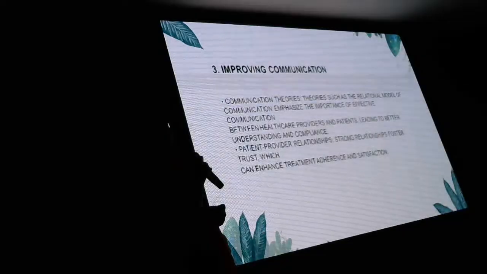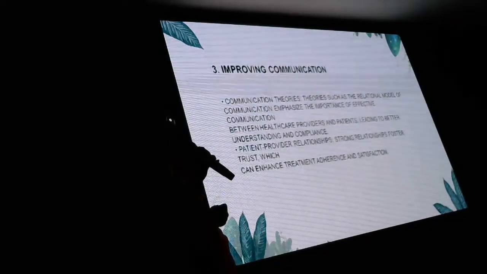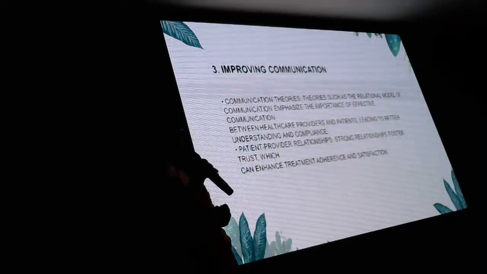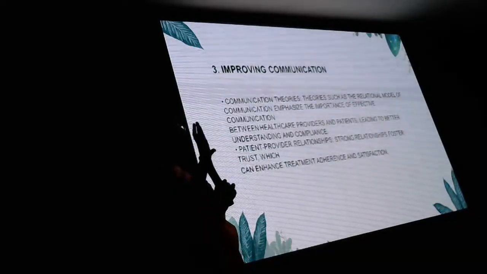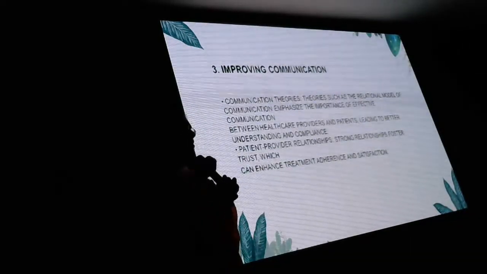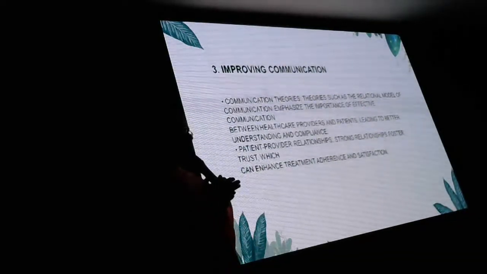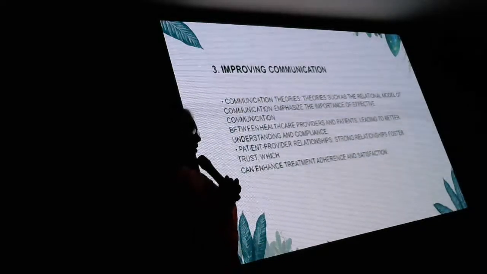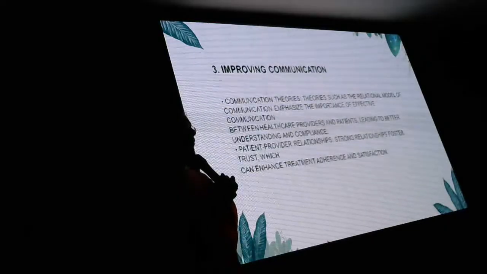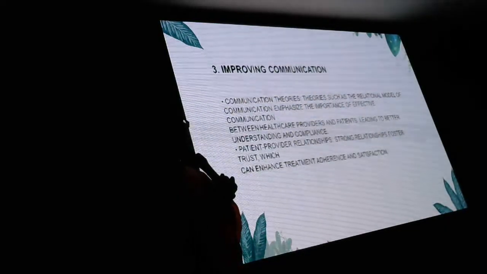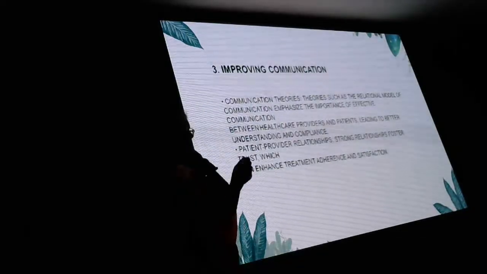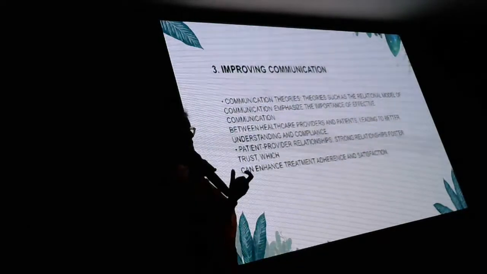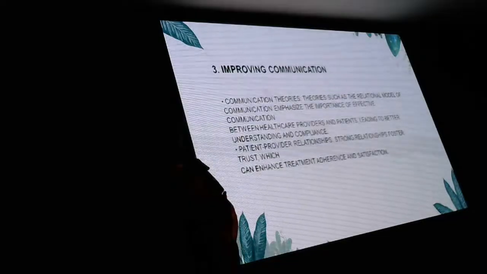Patient-provider relationships: strong relationships foster trust. See, if you maintain a good relationship, definitely the patient will trust you. They will tell all their worries and all their problems. Sometimes some patients won't tell even if they have pain. If you are very trustworthy, they will give a complete history to you. That helps you make a proper care plan. If you get the complete history only, you can make a proper care plan, right?